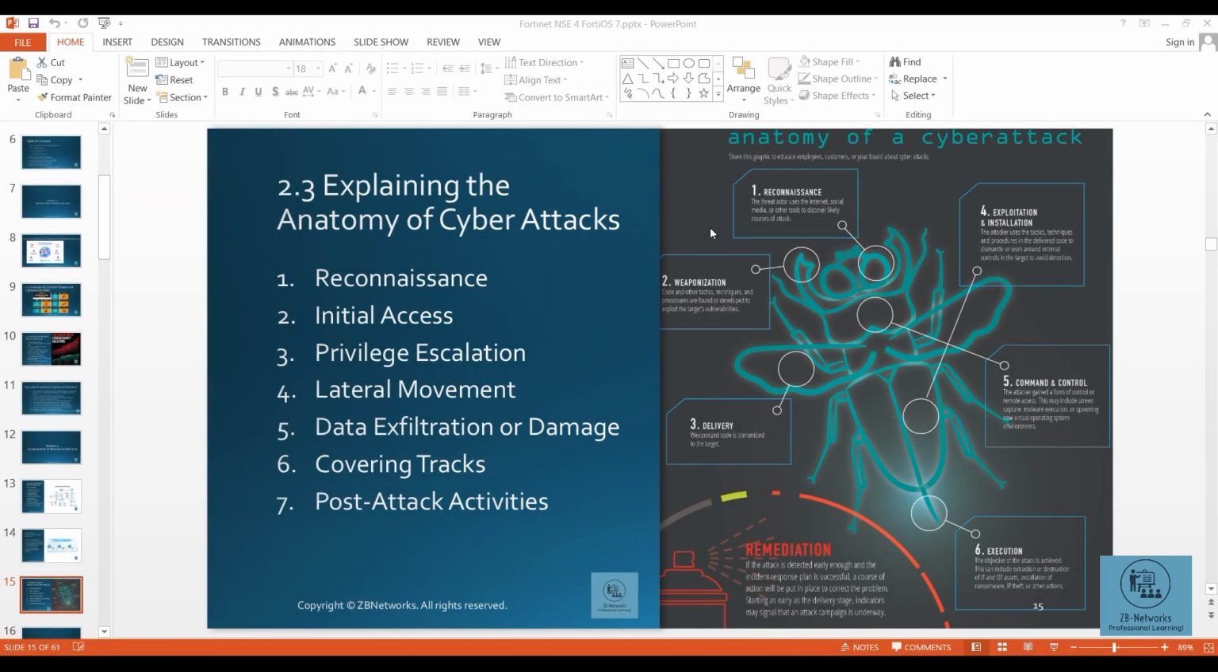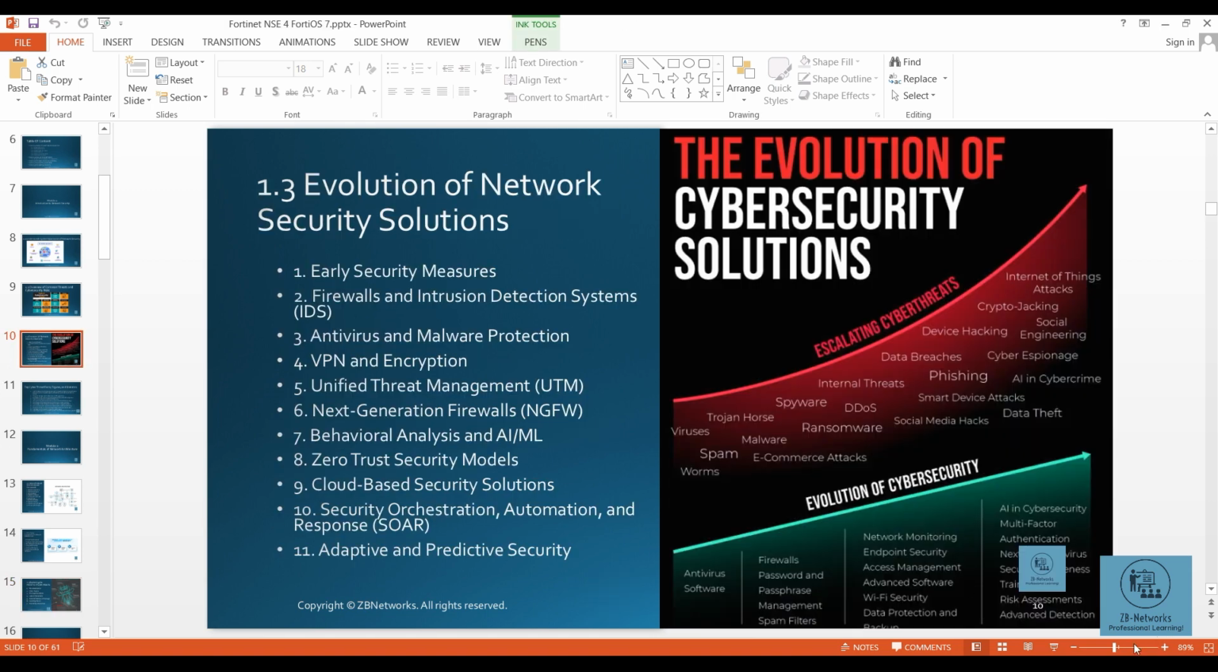Hey everyone, welcome to module 2.3. In this particular section, we'll talk about the anatomy of cyber attacks. It can also be referred to as the cyber kill chain process, right?